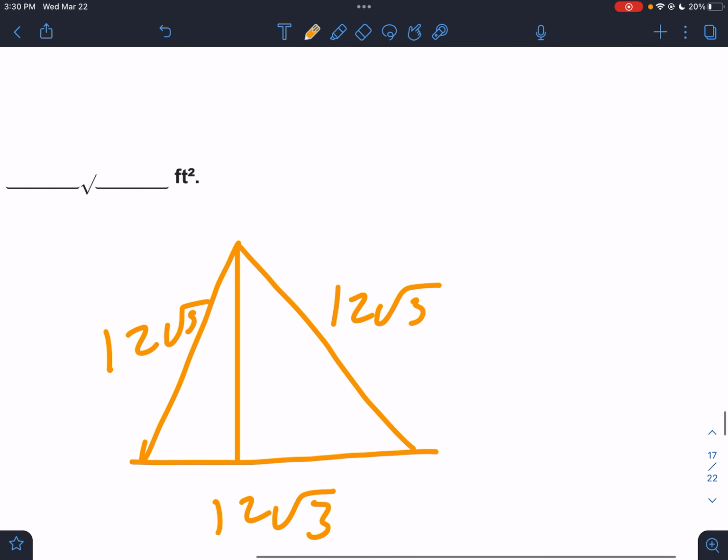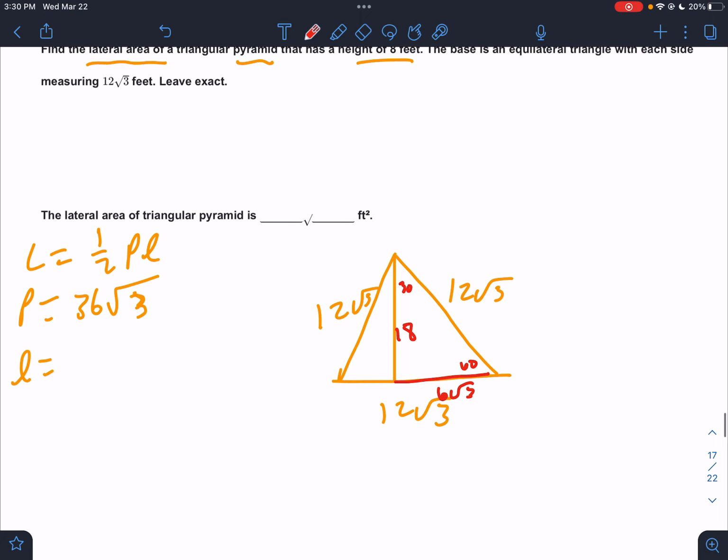So first, let's get the height of this triangle. Well, this would be 6 root 3. This would be a 30, 60, 90. So this would be 18, right? Let's look at that triangle. If this is 6 root 3 and this is 30 degrees, you're going to do 6 root 3 times root 3, which is 6 times 3, which is 18.